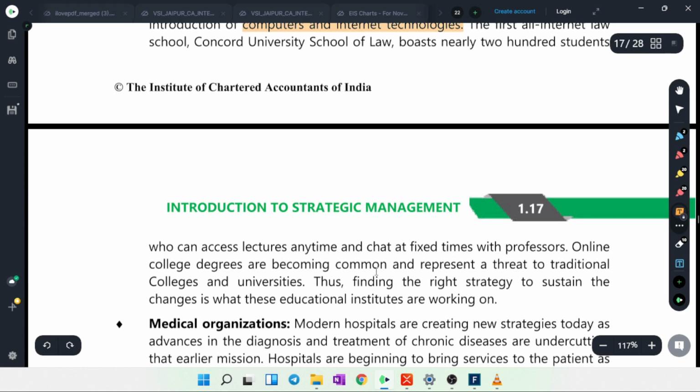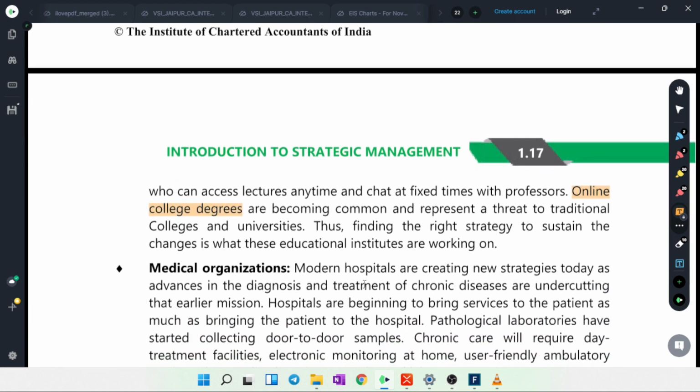Online college degrees are becoming more common and represent a threat to traditional colleges and universities. Thus, finding the right strategy to sustain these challenges is what these educational institutes are working on.